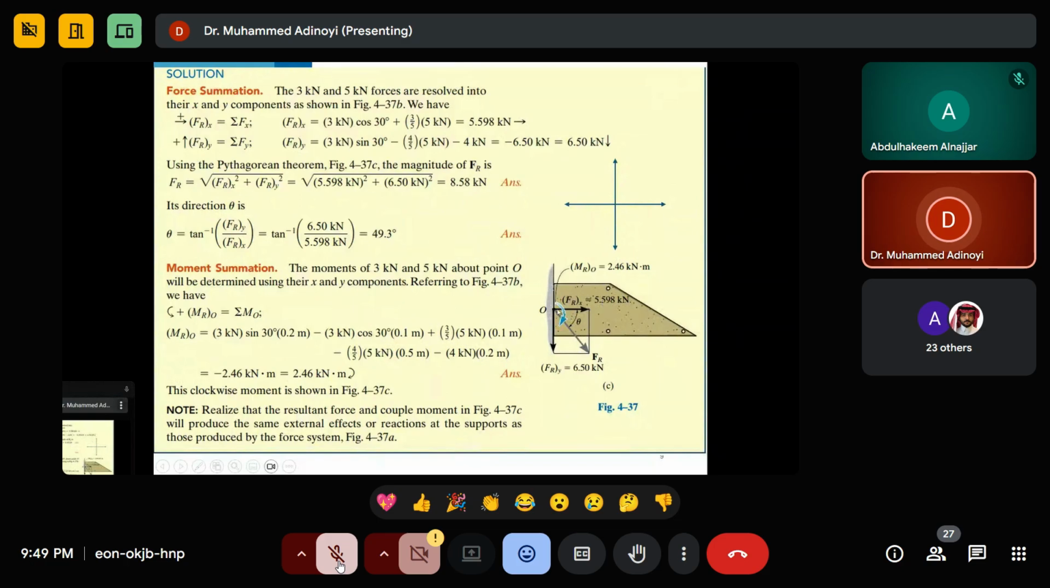Now the moment. So look at the way they put the moment. You have to show the moment also with an arrow, showing that it is clockwise. That is why it is minus. The final answer is minus. That is why they put it this way. If it had been positive, they would put it this way. They will reverse the direction of the arrow.